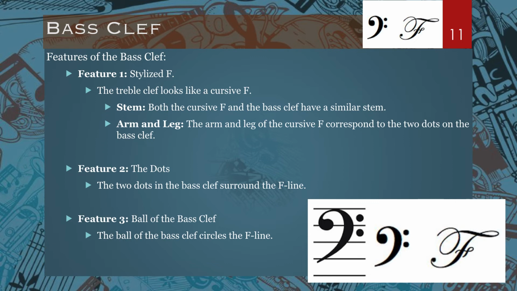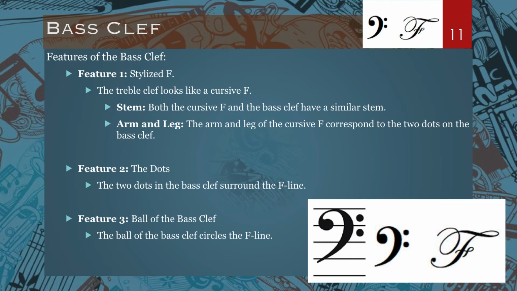The arm and leg of the cursive F correspond to the 2 dots on the bass clef. That's the horizontal portion of the F. Those are the arms and the legs. The second feature is the dots. There are 2 dots in the bass clef that surround the F line. This is important because those 2 dots tell you where F is.